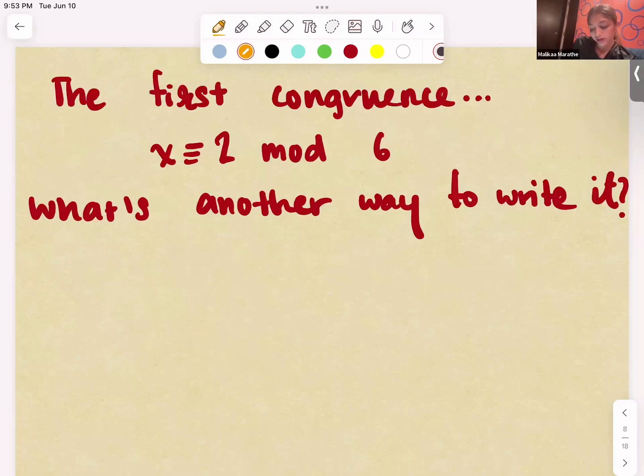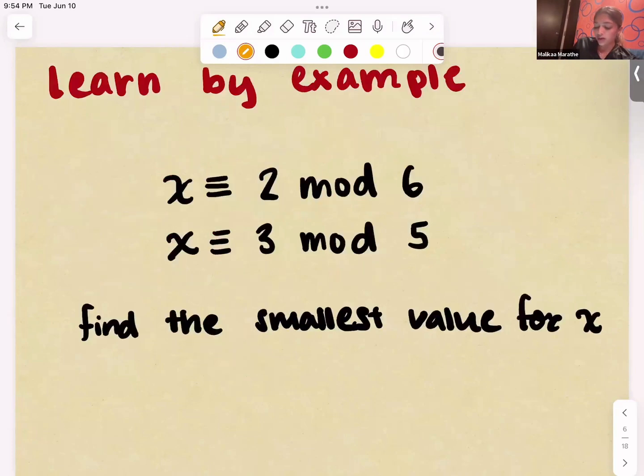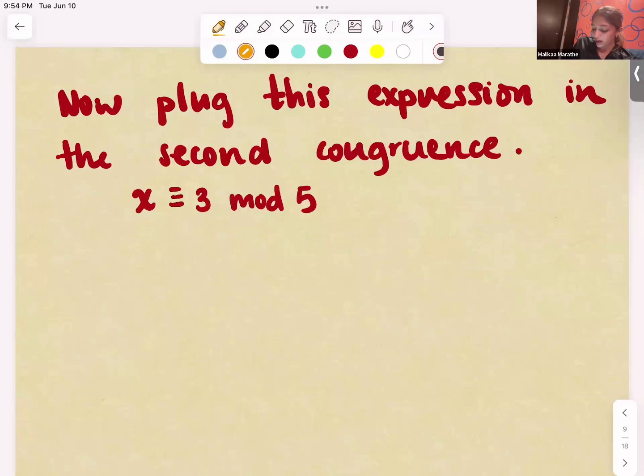All right, so now we're going to look at the first congruence. What's another way to write it? So we know that x is congruent to 2 mod 6. So we can write x as 6k plus 2 for some integer k, okay? And now, since we know that x is 6k plus 2, we also know that x is congruent to 3 mod 5. So then we know that 6k plus 2 is congruent to 3 mod 5.